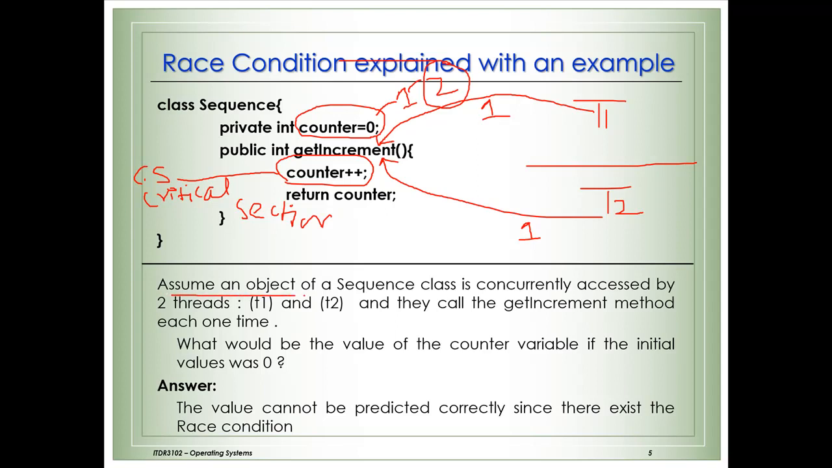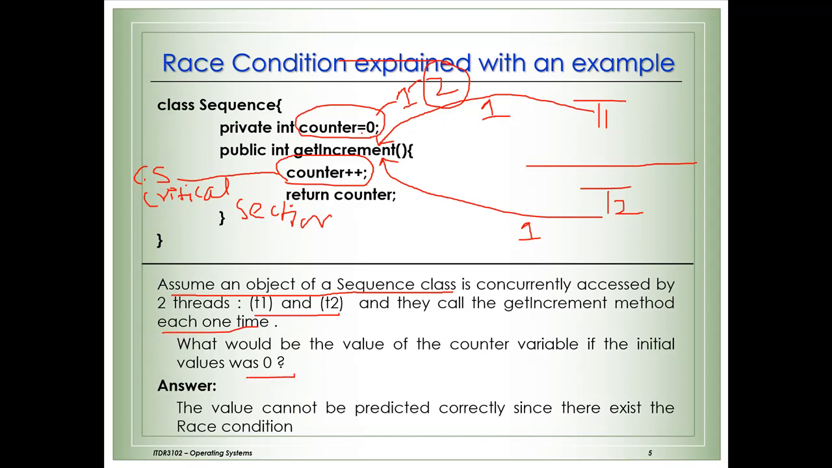Assume an object of the Sequence class is created. Through that object, the two threads T1 and T2 each call the get increment method one time. What would be the value of the counter variable if the initial value was 0?